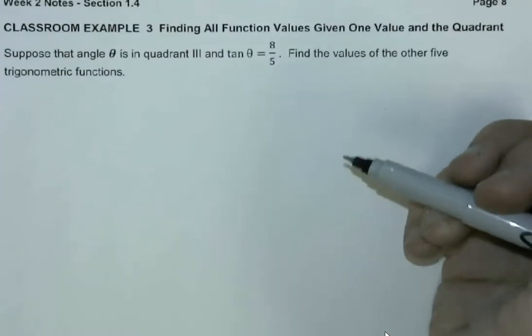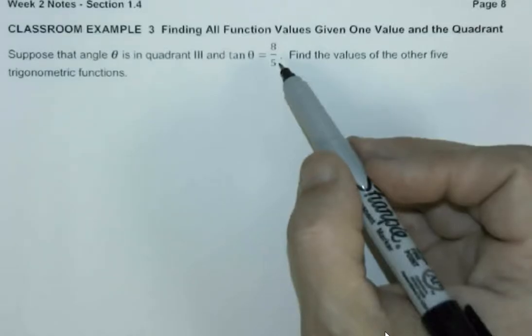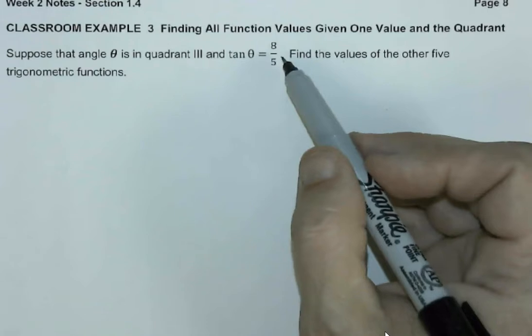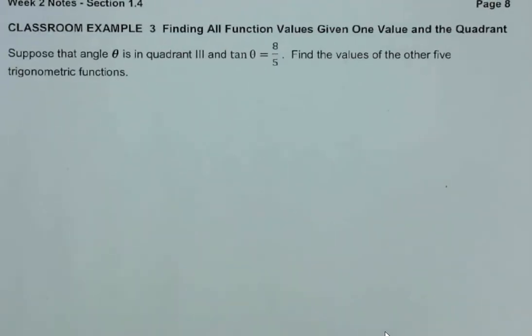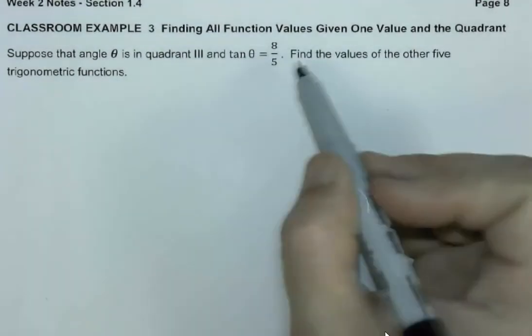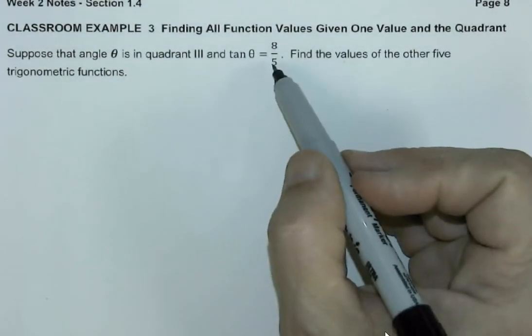Now we're going to look at another problem. This problem involves a little bit different way to figure out values of the trig functions. So in this problem we know what quadrant the angle is in, and we also know the value for the tangent of theta.